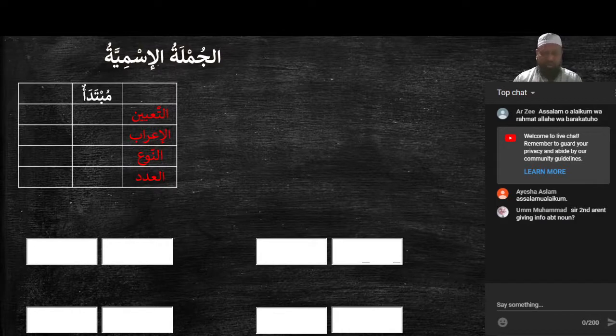First, we're going to have a mubtada. Okay. Mubtada. What is the rule we've learned? Rule number one. In terms of ta'yin, the mubtada is ma'rifah, generally ma'rifah in terms of ta'yin. What about the khabar in terms of ta'yin? The rule is khabar is nakira.